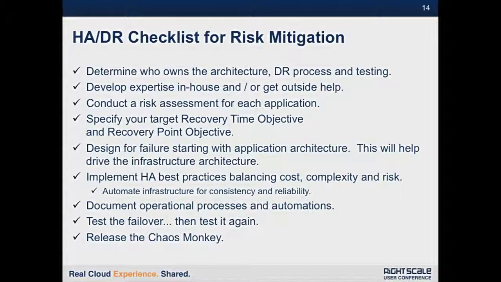If you can't lose any data, that might take you a while to get back up and running, right? So it's this constant trade-off between the RPO and the RTO. So you have to figure out what makes sense for you and what makes sense for your customer. You want to design for failure starting with the application architecture, and then that will help drive the infrastructure architecture.